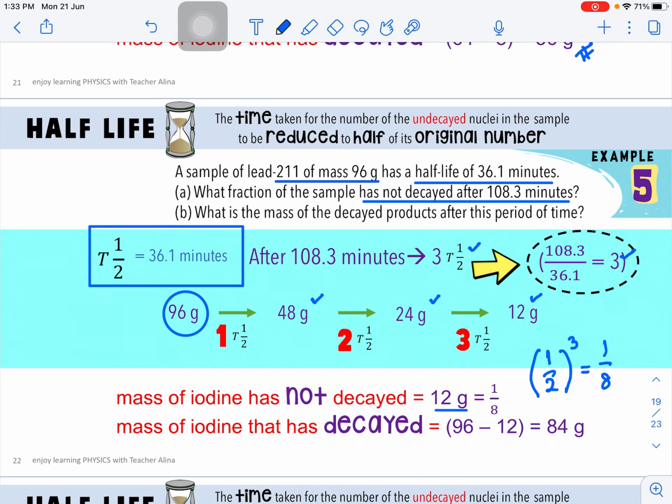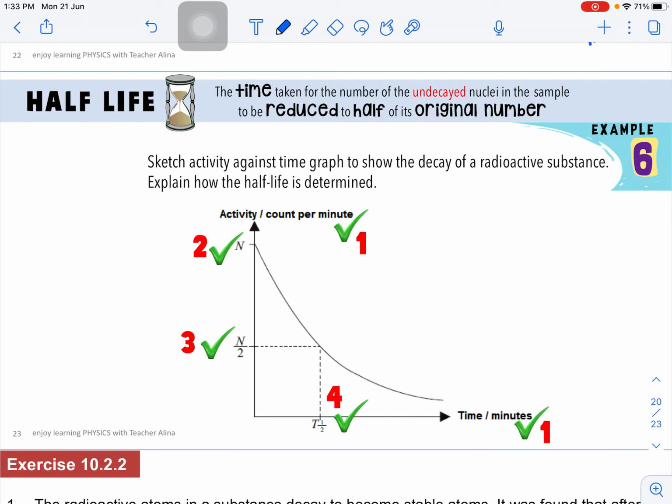Okay, another question in the form of a graph. Sketch an activity against time graph to show the decay of a radioactive substance. Explain how the half-life is determined. When we want to explain by using a graph, first the graph must have axes. We have 2 axes, vertical and horizontal. Our vertical axis refers to the activity or mass or number of atoms, but our horizontal axis refers to the time.